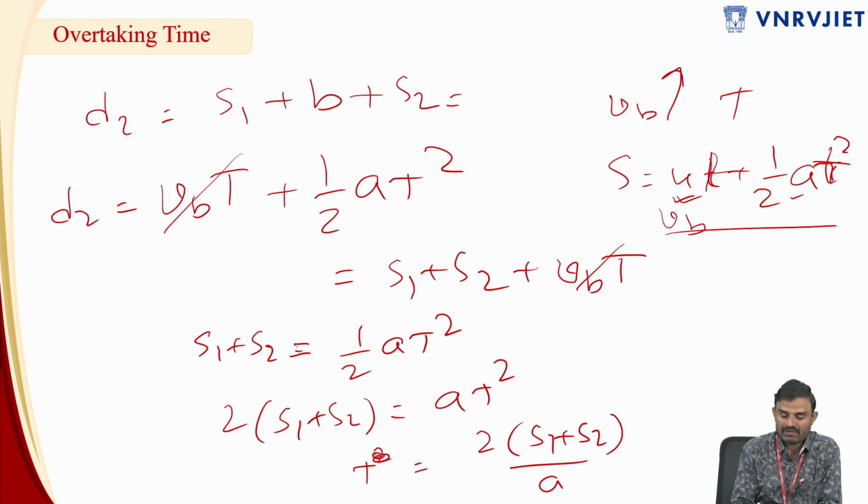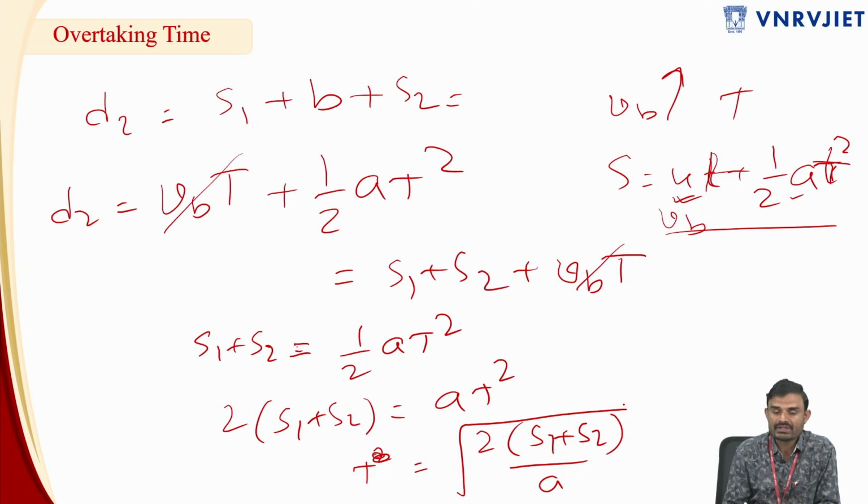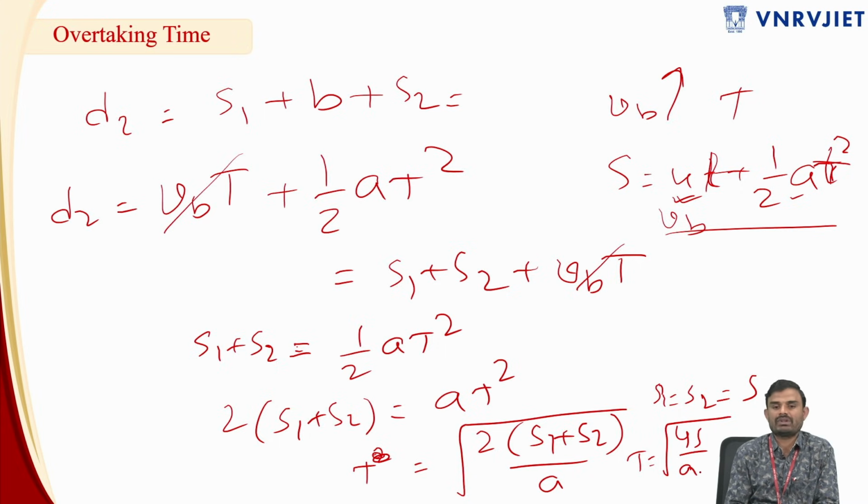If I want to get the value of T, I'll shift the root over here. So this is nothing but capital T, that is nothing but overtaking time, is equal to under root of 2(S1 plus S2) by A. A is nothing but the acceleration of the high speed moving vehicle. If you take S1 equal to S2 equal to S, then this equation is going to become T is equal to under root of 4S by A. So this is the derivation for overtaking time. This is very, very important.